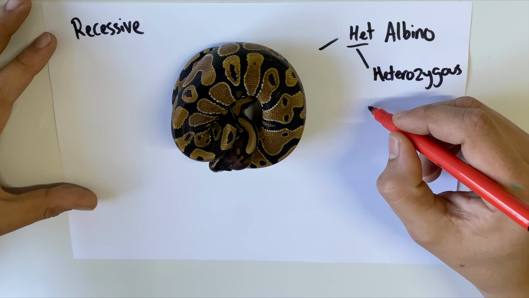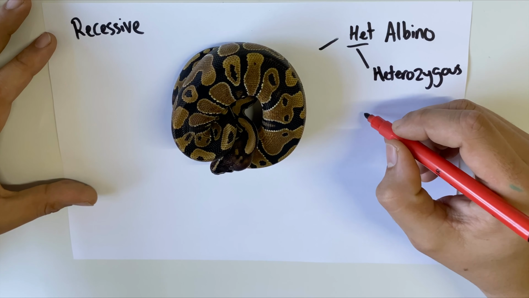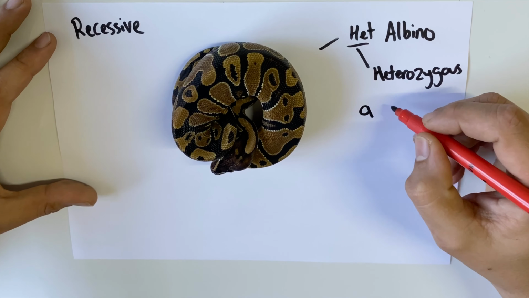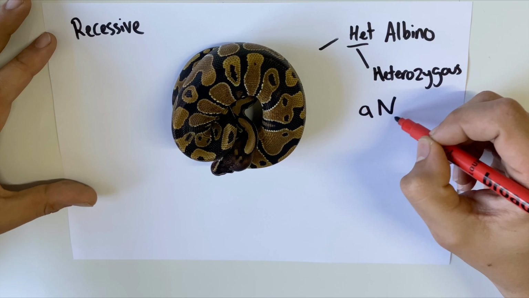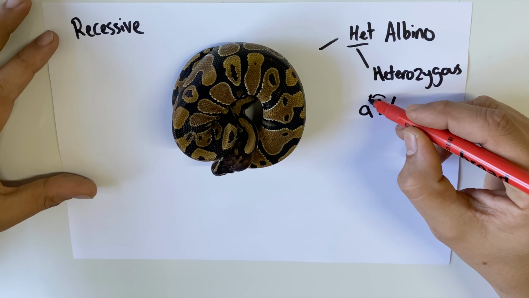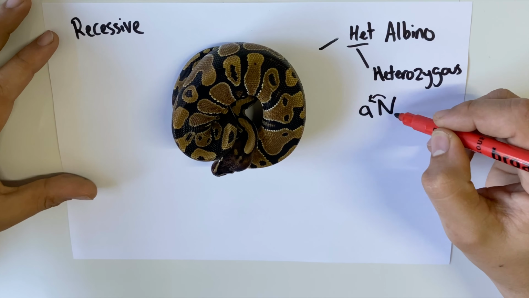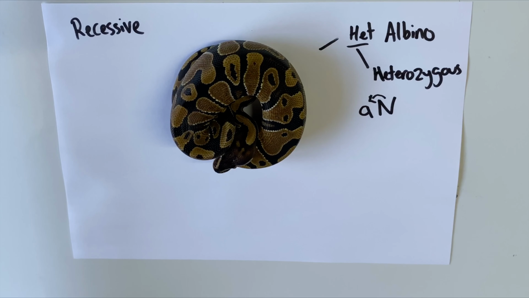And you'll remember that albino, or recessive, is usually shown as a lowercase letter, so we'll say little a. And then the other one would be normal, capital N. So a dominant and a recessive gene. Now remember that we said dominance will suppress the recessive and show through, which is why we see a normal animal here. We don't see the albinism coming through.